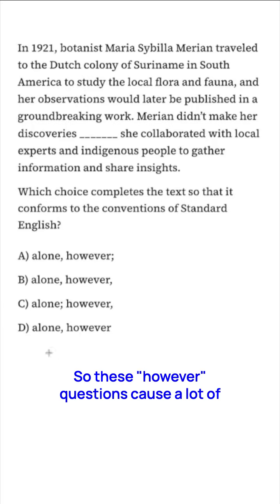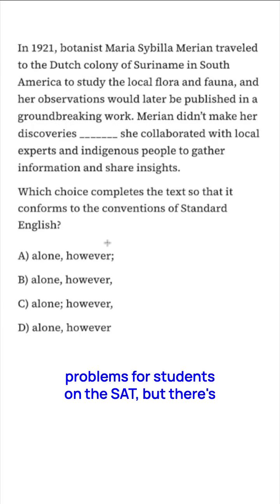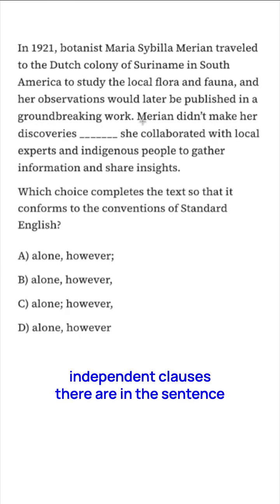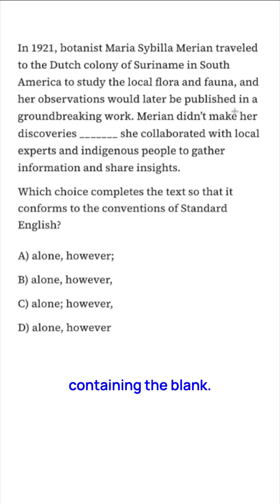So these "however" questions cause a lot of problems for students on the SAT, but there's a very straightforward two-step approach that you can take to solving them correctly. The first step is to identify how many independent clauses there are in the sentence containing the blank.